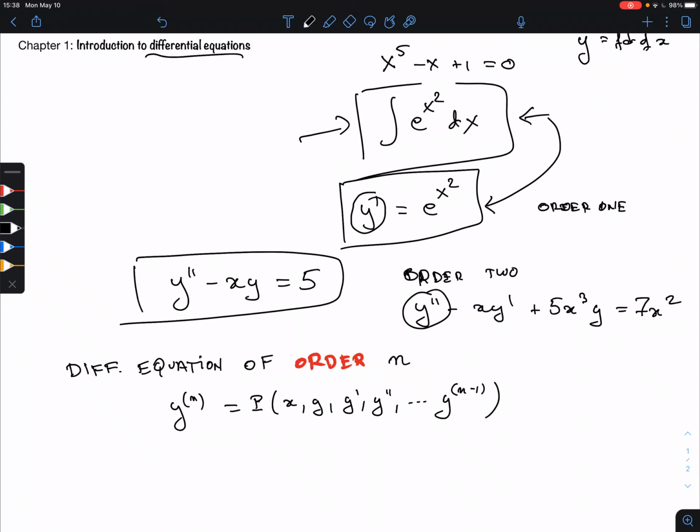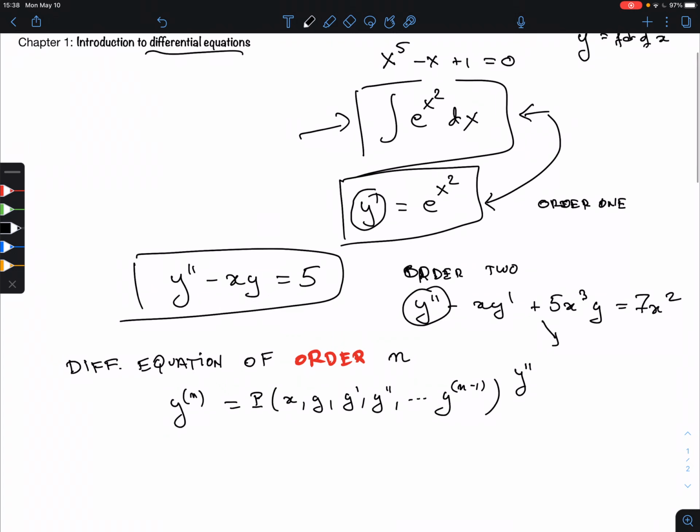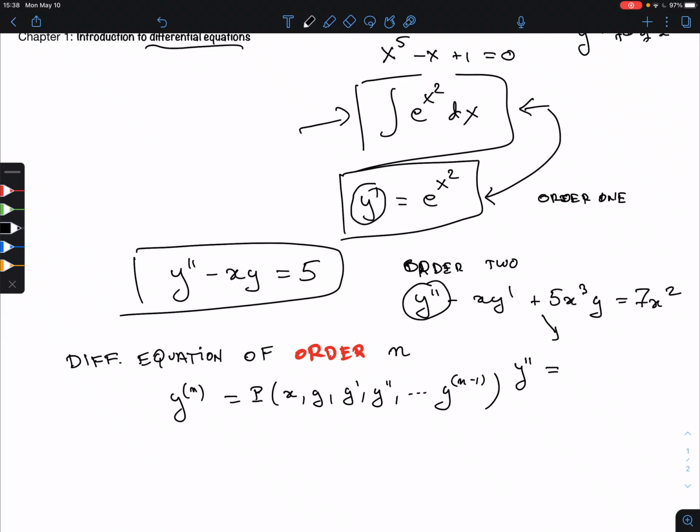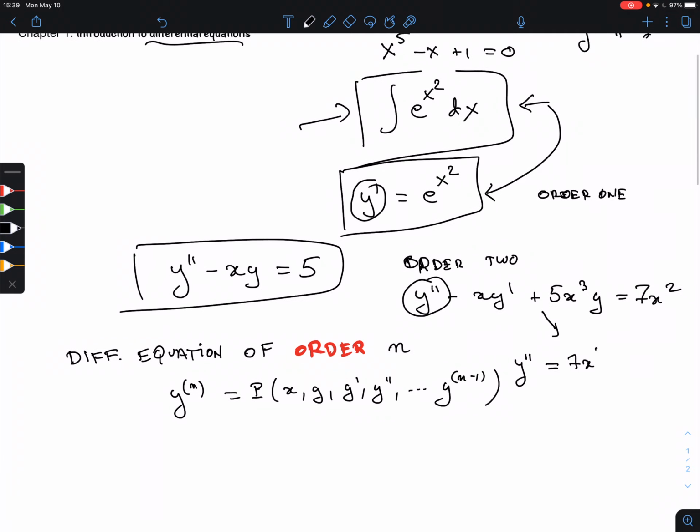Well, that we don't know. It could be an expression involving all these quantities. So for instance, what would that be here? In other words, this means that you have to be able to solve for, if it's order 2, y double prime, the double derivative, and everything else should now be put on the other side and should not depend anymore on y double prime.